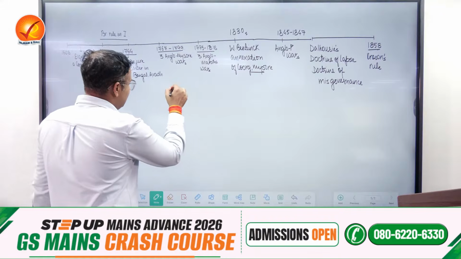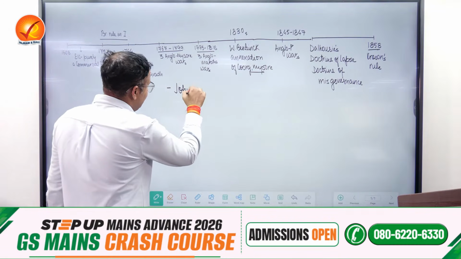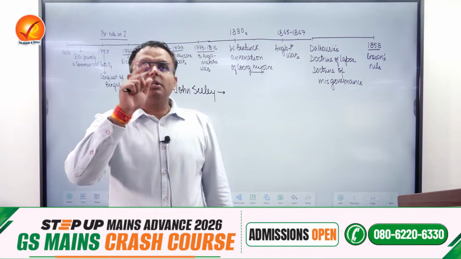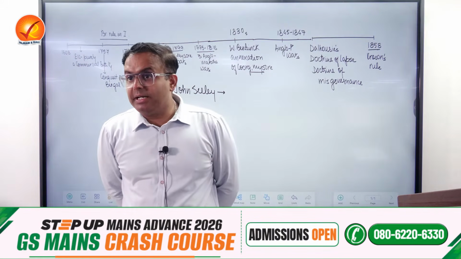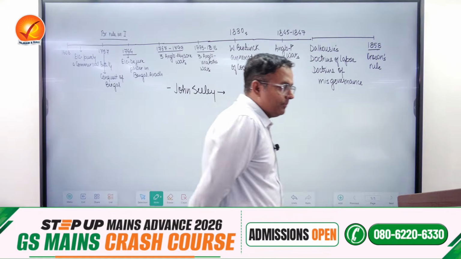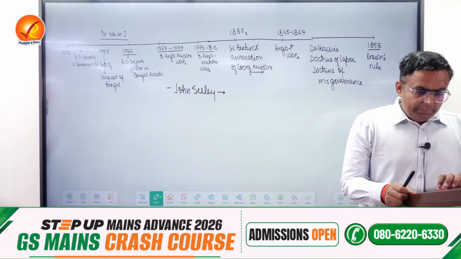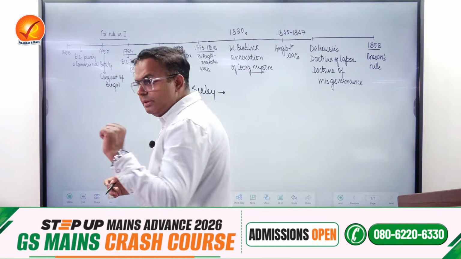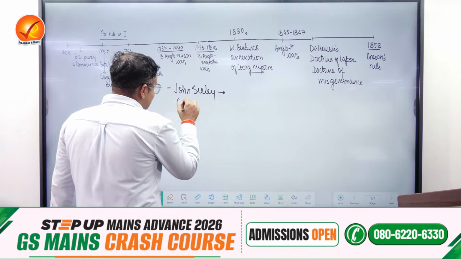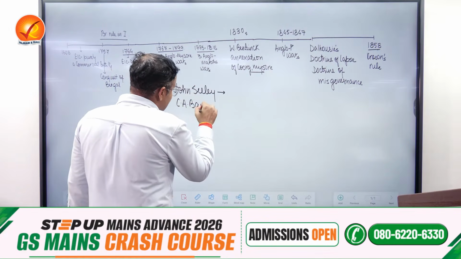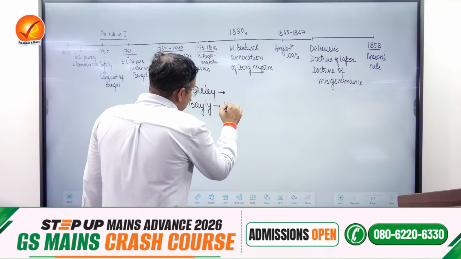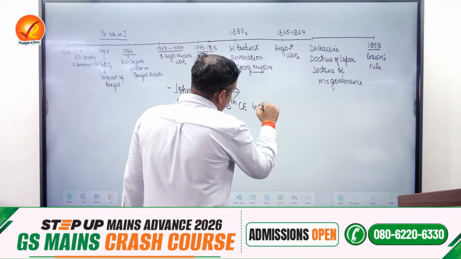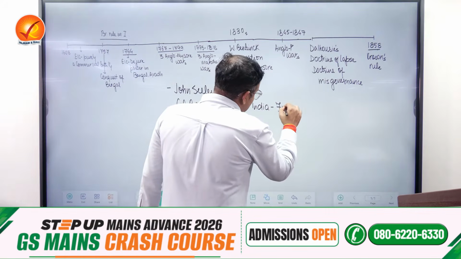जैसे एक मैंने लिख रखा है, जॉन सीले का स्टेटमेंट है, the statement of John Seeley that British conquered India in a fit of absent-mindedness. This is the statement that British conquered India in a fit of absent-mindedness. मतलब it was not planned. फिर there is another, you can remember any of them. C.A. Bailey. C.A. Bailey says that 18th century India was a fragmented polity.